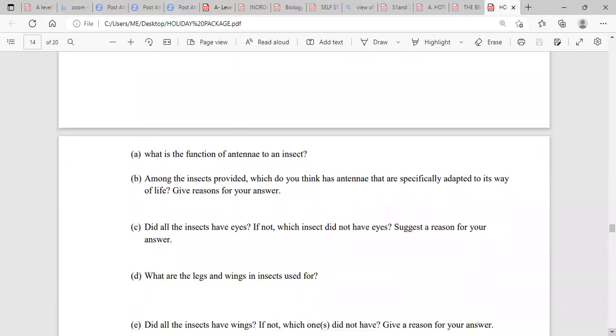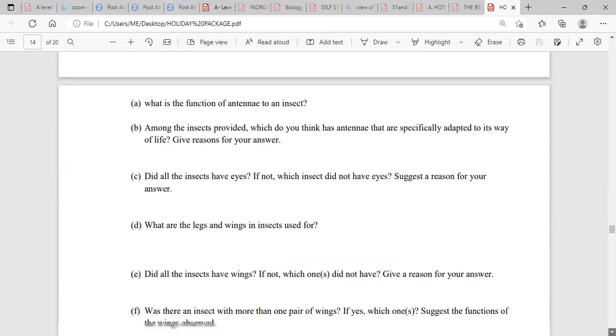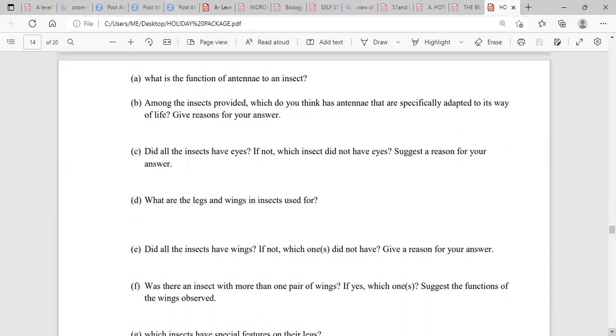When you looked at all those insects, did all of the insects have eyes? And if not, which insect did not have eyes? And suggest a reason for your answer. What are the legs and wings in insects used for? Consider the significance or the role of the legs and wings in insects.